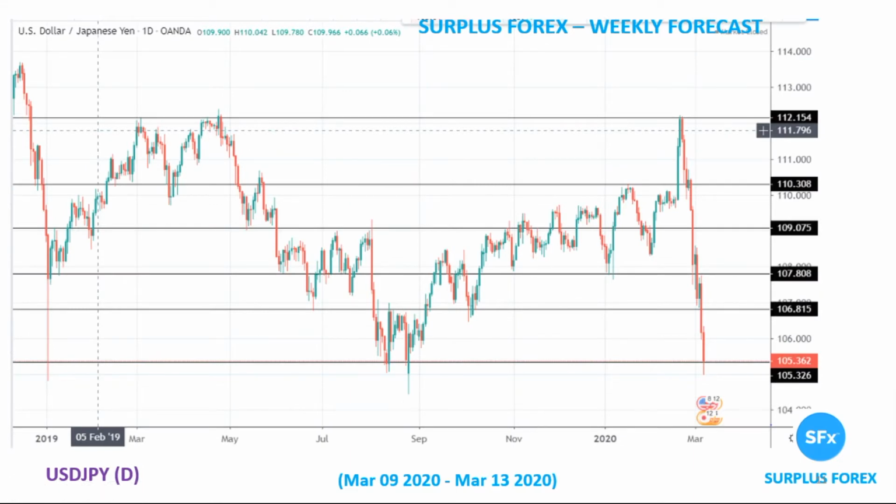On USD Japanese yen, on a daily time frame, the US dollar took a big toll against the Japanese yen because of the few coronavirus cases found within the US. So companies are becoming cautious. The S&P index fell more than 3,500 points. So all that accounted for the US dollar.